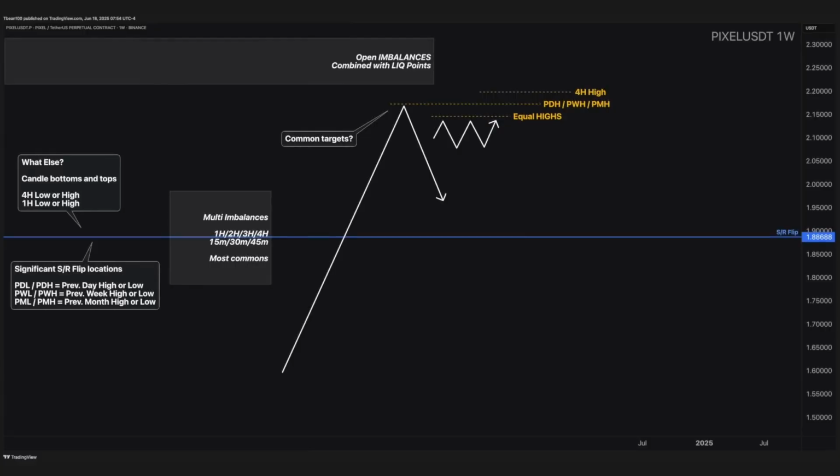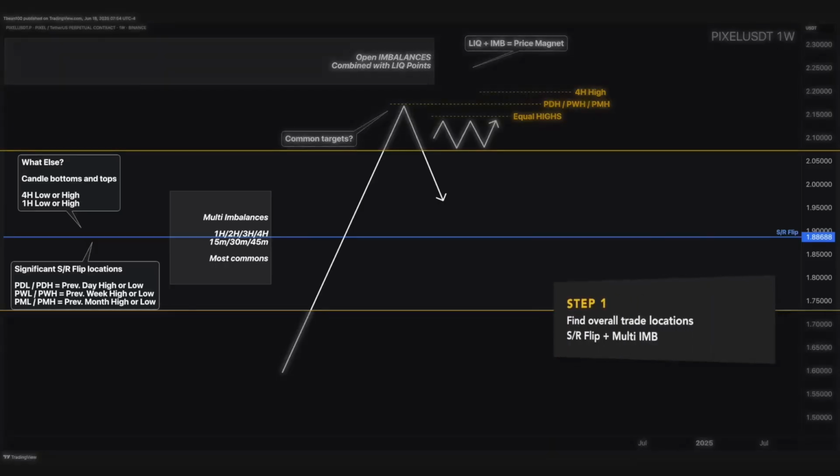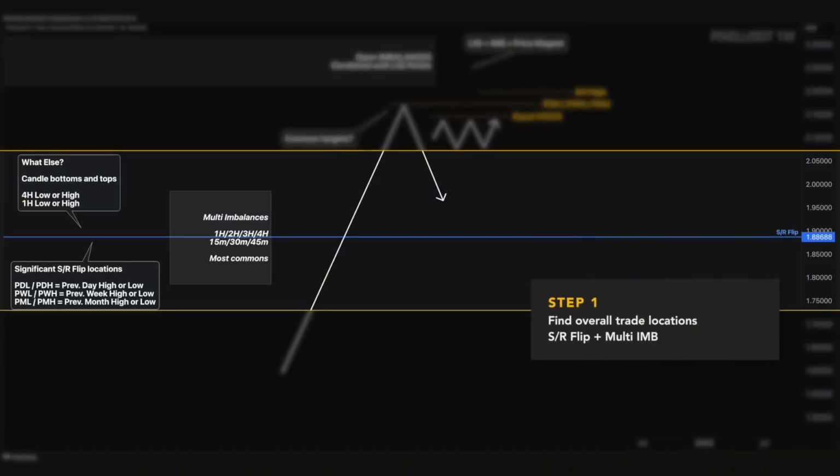And finally, I always try to combine liquidity points like these ones with imbalances for much better targets. These are great price magnet locations. They are pulling the price. So what do I have here again?